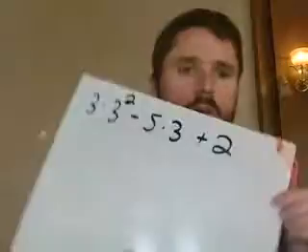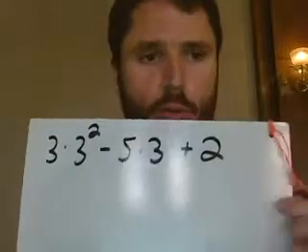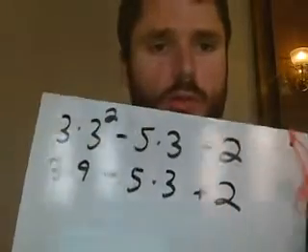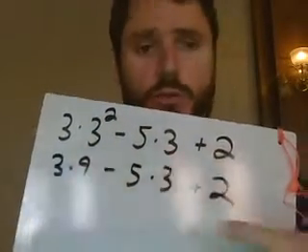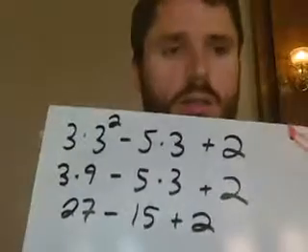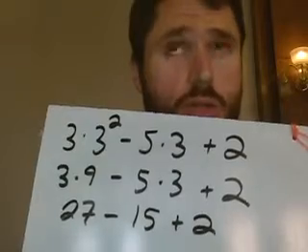Okay? So according to order of operations, what do I do first? I do the exponent. 3 squared is 9. So I have 3 times 9 minus 5 times 3 plus 2. And then order of operations, what do I do next? Well, I do multiplication from left to right. So 3 times 9 is 27, minus 5 times 3 is 15, plus 2. 27 plus 15 is 42, plus 2 is 44. Okay.